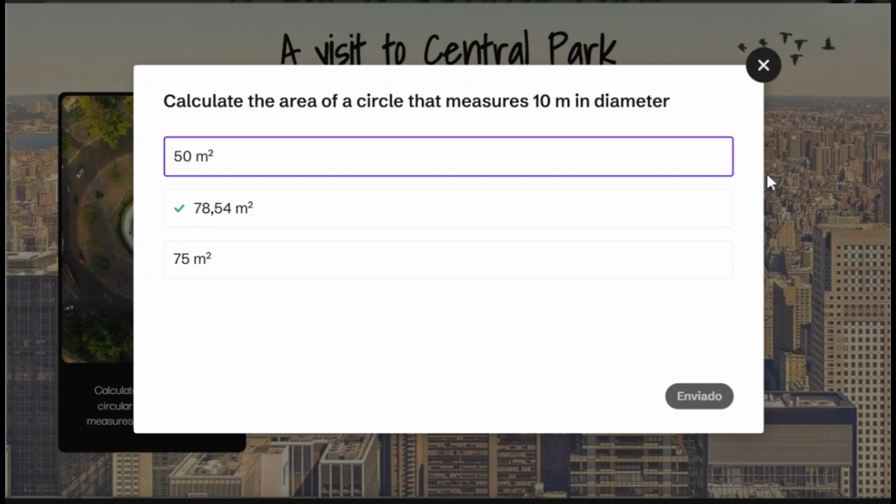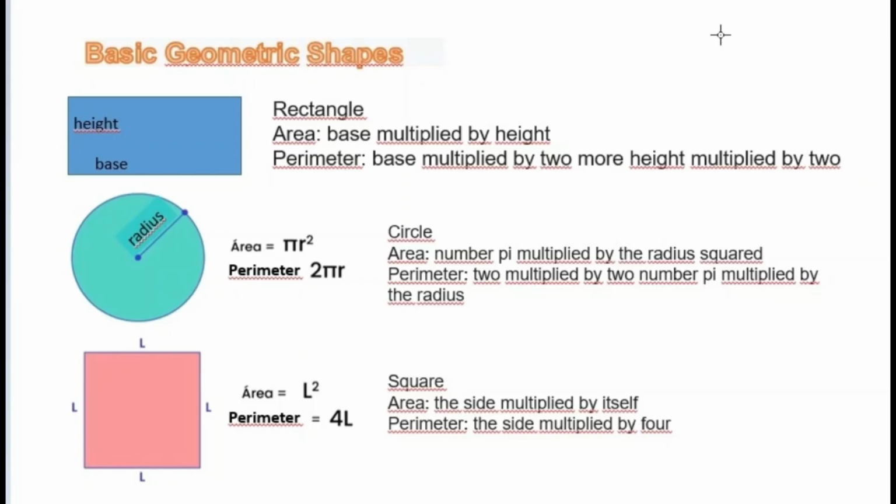In this resource, there are 3 questions about the area and perimeter of basic geometric figures. This activity connects mathematical concepts, in this case, basic geometric shapes and the calculation of their areas and perimeters. We have the rectangle, with the formula for calculating its area being equal to the base times the height, and its perimeter being the base times 2 plus the height times 2.